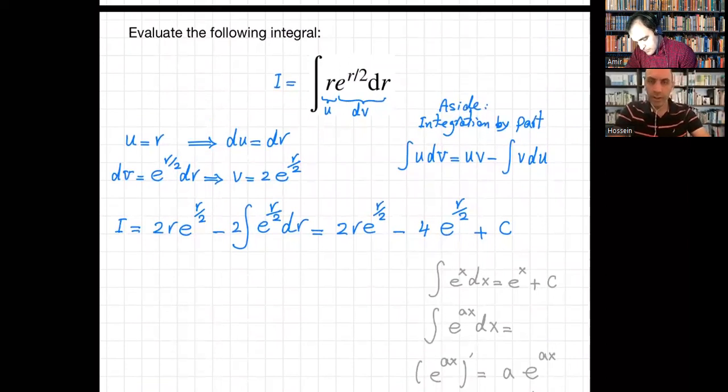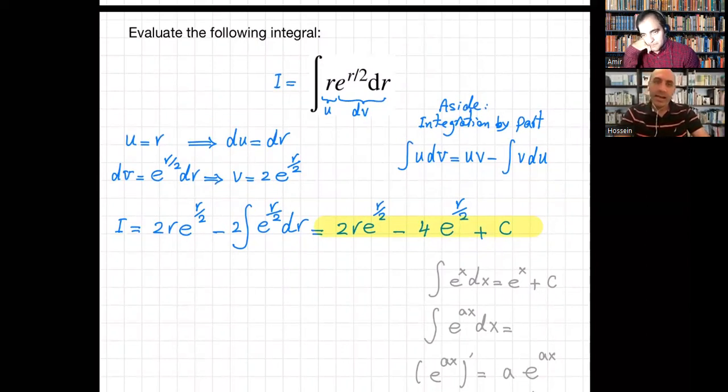2 times r e to the power of r divided by 2 minus 4 times e to the power of r divided by 2. Yes. Just to summarize, the expression inside the integral was a polynomial times the exponential function, and that was a good candidate to use integration by parts. And luckily, the derivative of the function e to the power of r is itself, the same e. Yes. So that makes the problem easy.